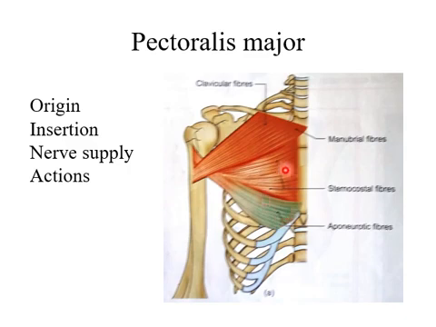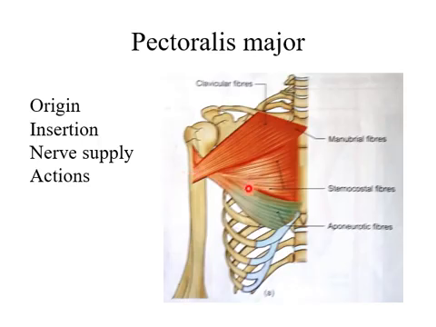Now all these fibers, they converge laterally and they get inserted on the humerus. Now on the anterior surface of the humerus, there is a groove which is called as bicipital groove. And this bicipital groove has two lips, lateral lip and medial lip. So pectoralis major muscle gets inserted on the lateral lip of the bicipital groove in an inverted U-shaped manner.